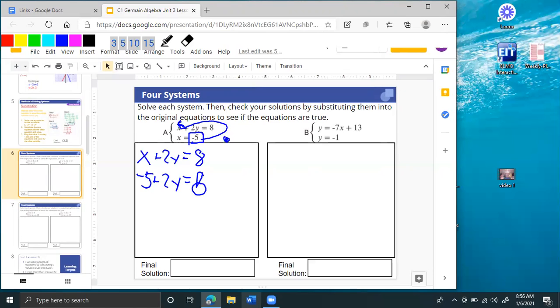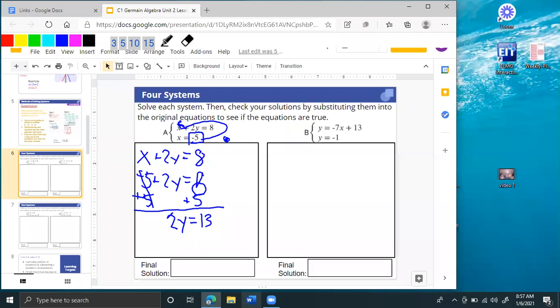Nice job, Abby Waston. Nice job, Gabe. We're going to add 5 to each side because we want to get this Y by itself. So the first thing we need to do is undo that subtraction by adding 5 to each side. When I add my 5 to each side, these cancel out. I'm left with 2Y is equal to 8 plus 5, which is 13.